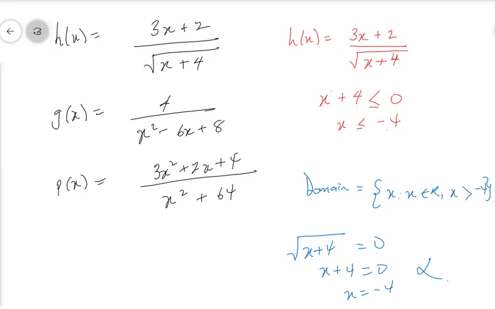Now rewriting the domain of this function, I will say that the domain will be the set of x such that x belongs to real numbers except x less than or equal to negative 4. So except x less than or equal to negative 4. I think I'm out of my screen. Let me just clean this and write it well. Except x less than or equal to negative 4.